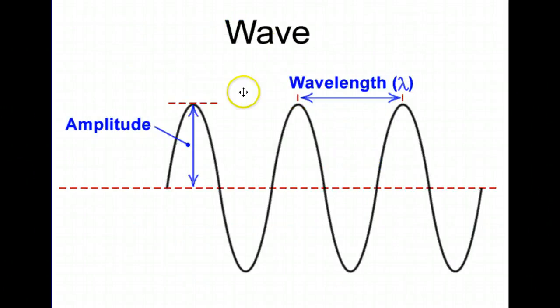So again, amplitude is not something we're going to worry about too much in chemistry. It will be if you end up taking physics. But wavelength, again, that's what gives us the color of light. The color of light is defined by its wavelength.